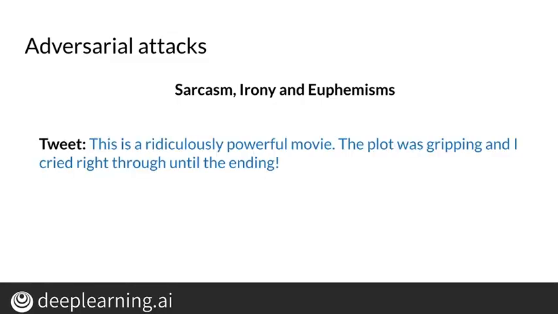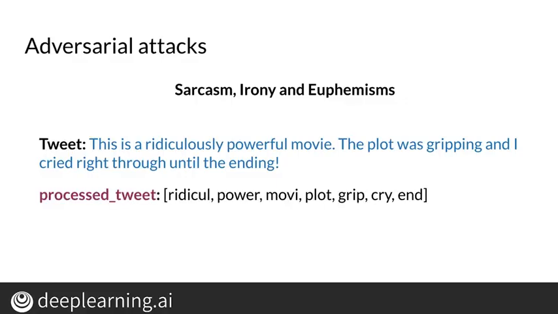This tweet: "This is a ridiculously powerful movie. The plot was gripping, and I cried right through until the ending," contains a somewhat positive movie review, but preprocessing might suggest otherwise. If you preprocess this tweet, you'd get a list of mostly negative words, but as you can see, they were actually used to describe a movie that the author enjoyed. If you use naive Bayes on this list of words, it would end up giving a very negative score regardless.